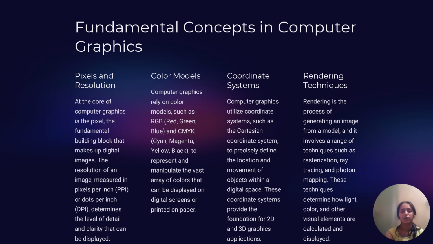Next is color models. Graphics rely on color models such as red, green, and blue (RGB) and CMYK, cyan, magenta, yellow, black, to represent and manipulate the vast array of colors that can be displayed on digital screens or printed on paper. Next is coordinate systems. Computer graphics utilize coordinate systems such as the Cartesian coordinate system to precisely define the location and movement of objects within the digital space. These coordinate systems provide the foundation for 2D and 3D graphic applications.